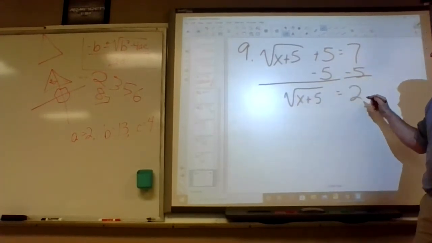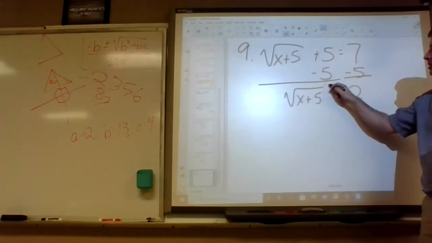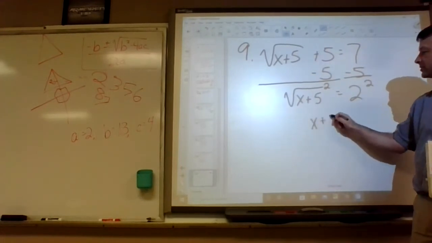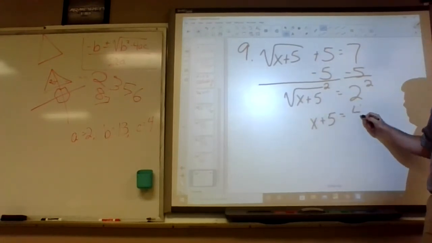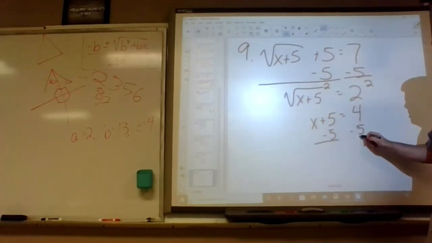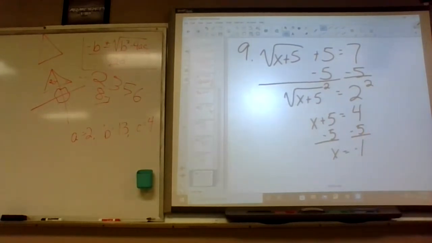So 2, now what? Then you square it to get rid of the square root. x plus 5 minus 5 equals 4 minus 5. Negative 1 equals x.